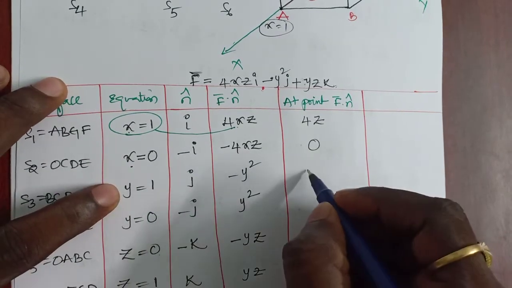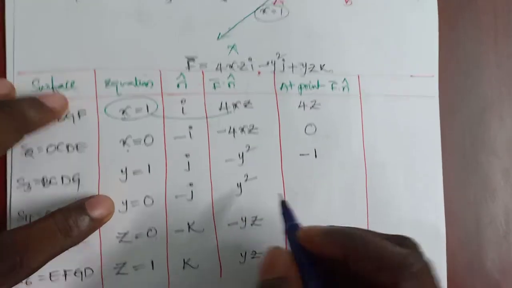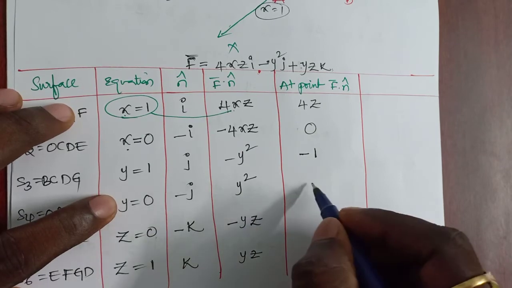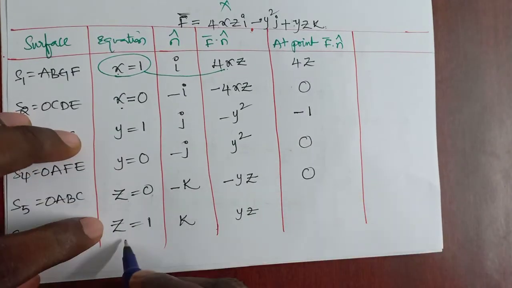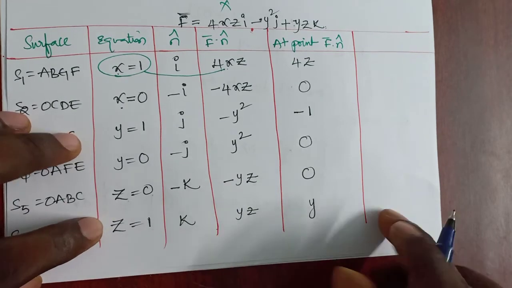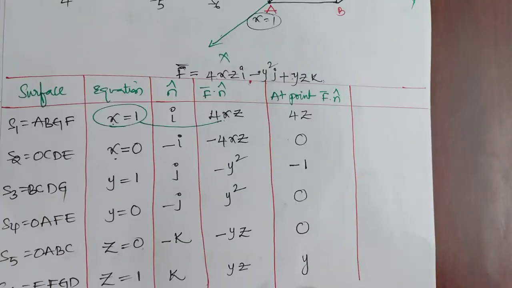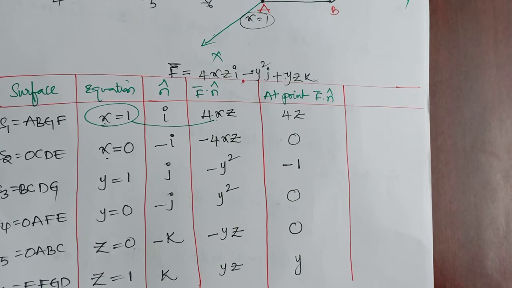So y equal to 1, it is minus 1. So y equal to 0, substitute here, we get 0. So z equal to 0, we will get 0. So z equal to 1, we will get y. So these are the values. Now finally the very important thing is what?